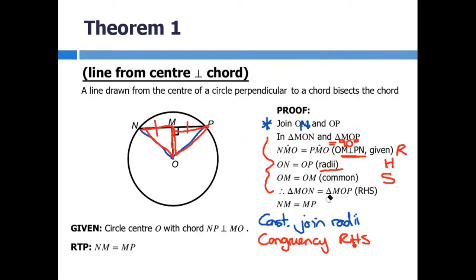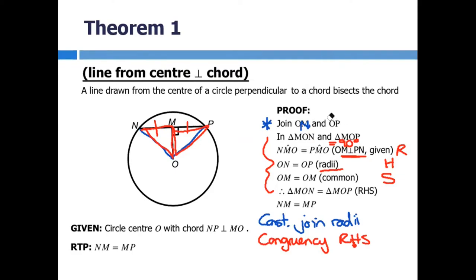Okay, so are we all happy? Do we understand what was going on in the proof here? Please take note of the typo that I pointed out to you. I don't know, sometimes it's just in the PowerPoint, but that joining, it is actually ON and OP. It's joining the radii.